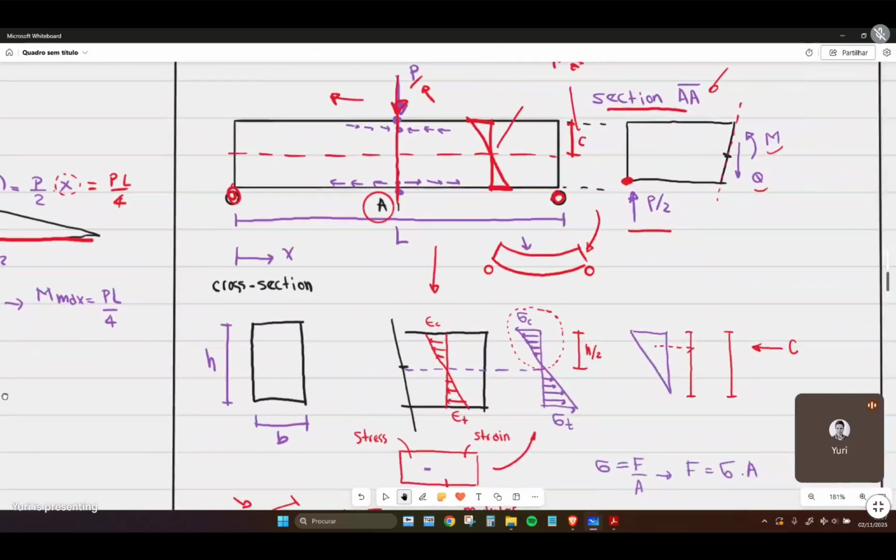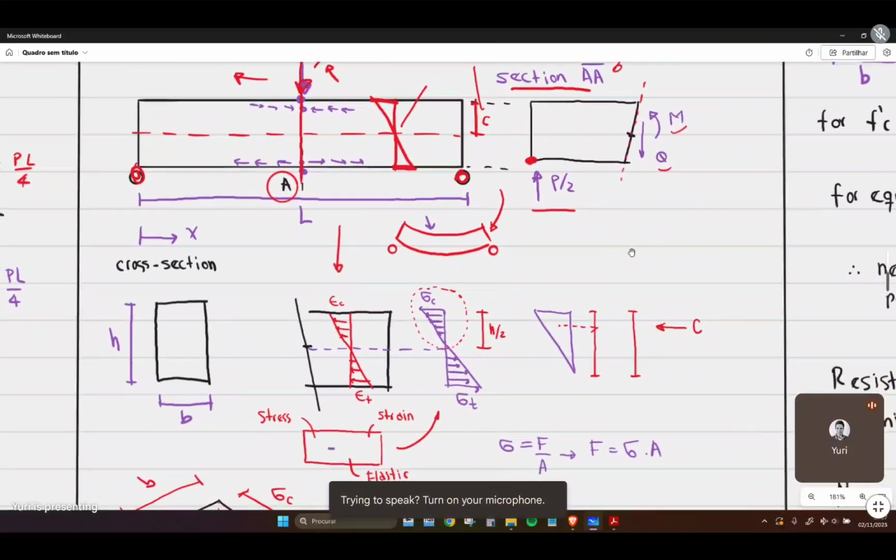So coming back a little bit to the flexure theory, suppose that this beam has a rectangular section, okay?